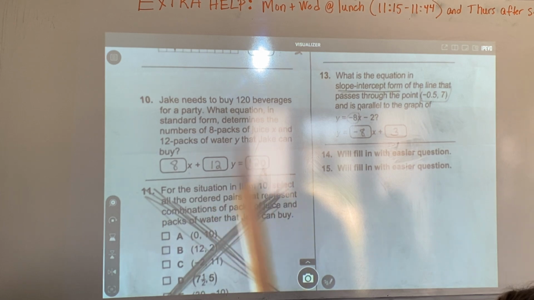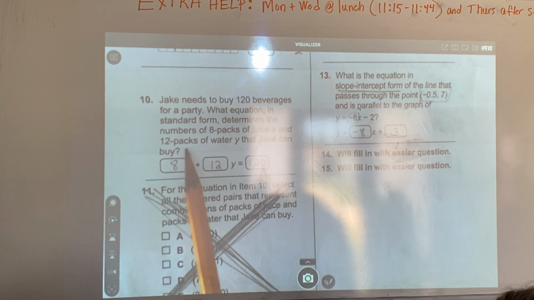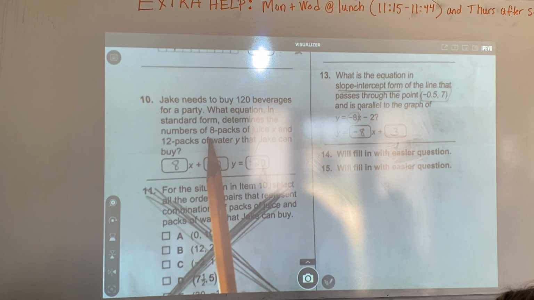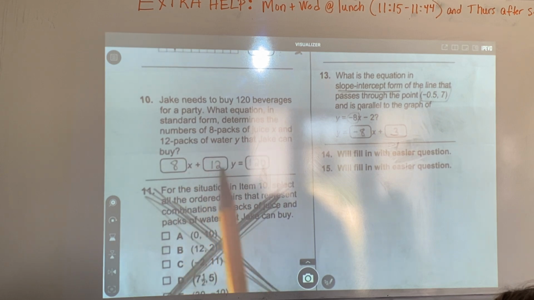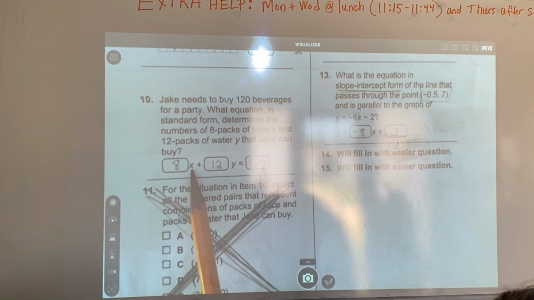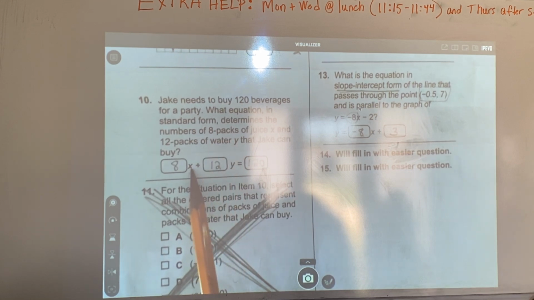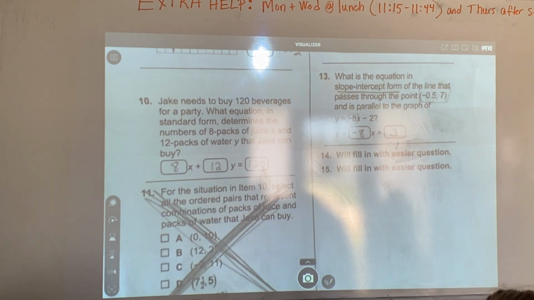Yeah, so it says 8 packs of juice, X, and 12 packs of water, Y. So 8 goes with X, 12 goes with Y. 8 is how many packs of juice. You know how juice comes in like an 8-pack, so it's like how many of those are you buying? That's what X represents. That's all you'll have to do on the test for number 10.